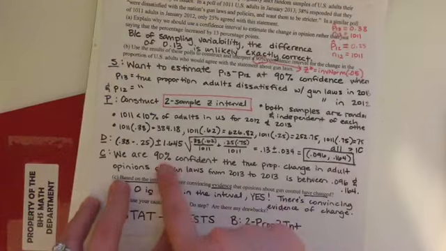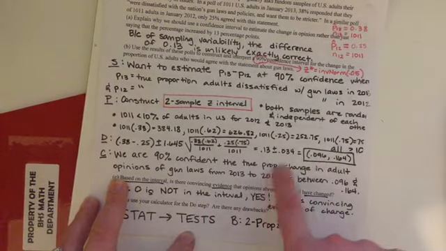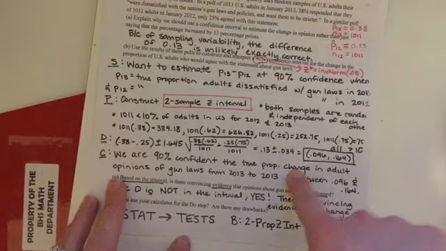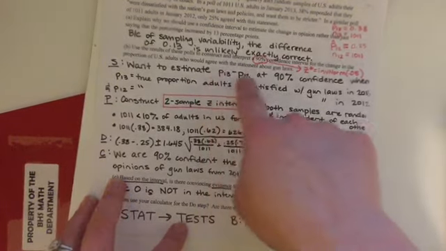Okay, and then we are 90% confident that the true proportion change or difference. All right, again, we're not talking about just one proportion, we're talking about the difference between 2.